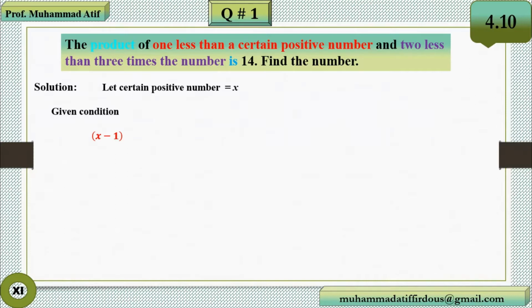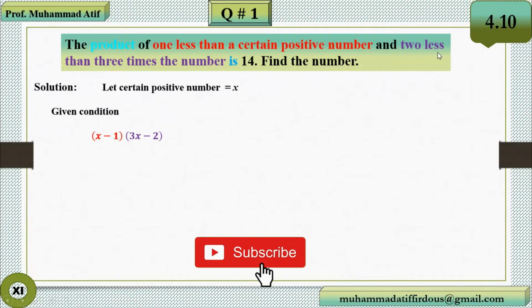And the next thing is 2 less than 3 times that number. You can focus on the purple color. 2 less than 3 times that number means you just multiply the required number by 3 and then subtract 2 from this number. So you can see that 2 less than 3 times that number. Got it? Just decode this word problem into mathematical language.